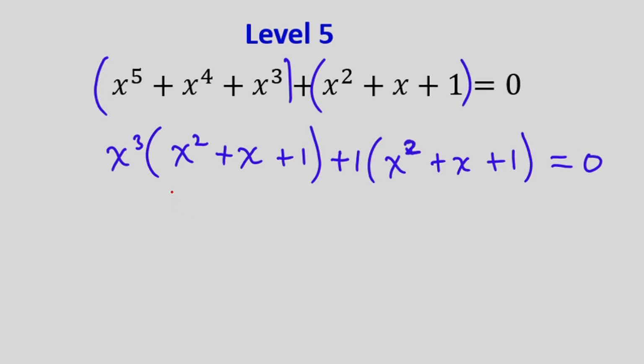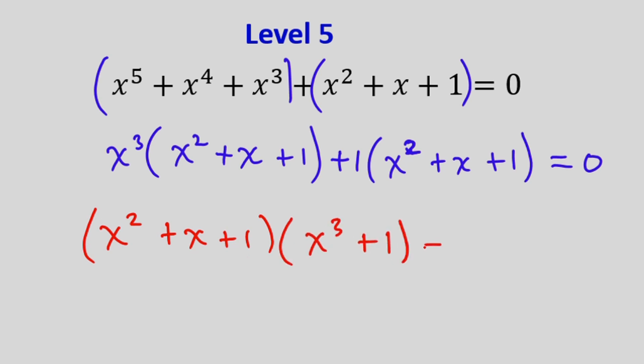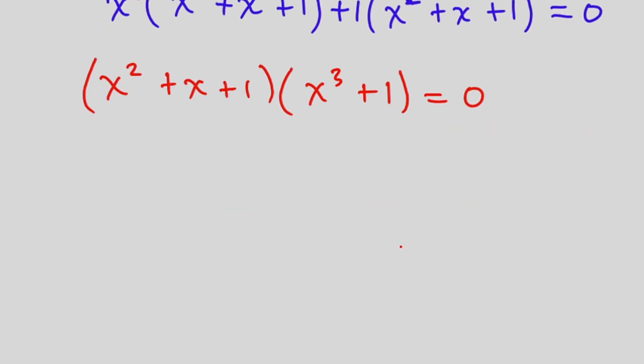Great. And now we can see that x squared plus x plus 1 is common, so we have to also take it out. We're going to have x squared plus x plus 1. Then the inside we are left with x cubed plus 1, and this is equal to 0. Are we done factoring this? No, because inside this parenthesis we can also factorize it.